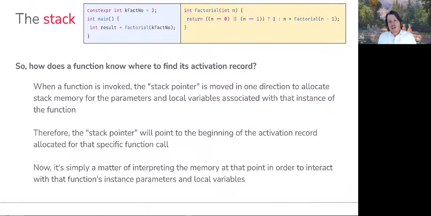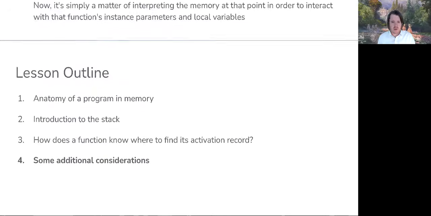So how does a function know where to find its activation record? When a function is invoked, the stack pointer is moved in one direction to allocate stack memory for the parameters and local variables associated with that instance of the function. Therefore, the stack pointer will point to the beginning of the activation record allocated for that specific function call. Now it's going to simply be a matter of interpreting that memory at that point in order to interact with the function instance's parameters and local variables.